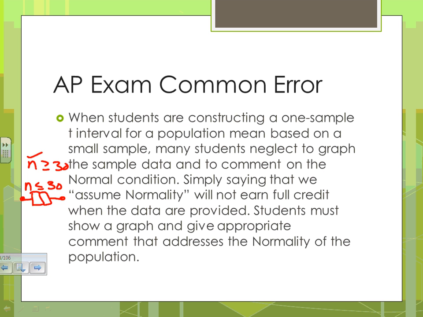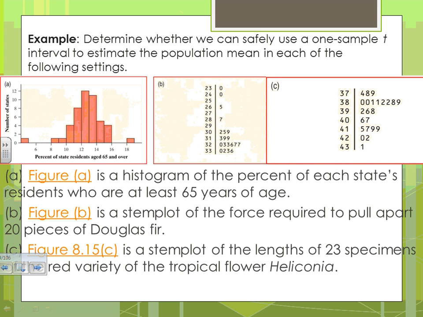Simply saying that we assume normality will not earn full credit when the data is provided. You have to show a graph or give appropriate comments that address the normality of the population. So determine whether we can safely use a one-sample t-interval to estimate the population mean in each of these settings.